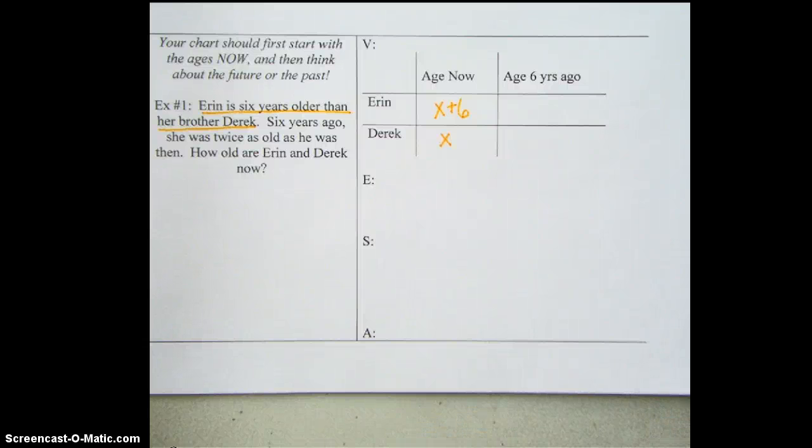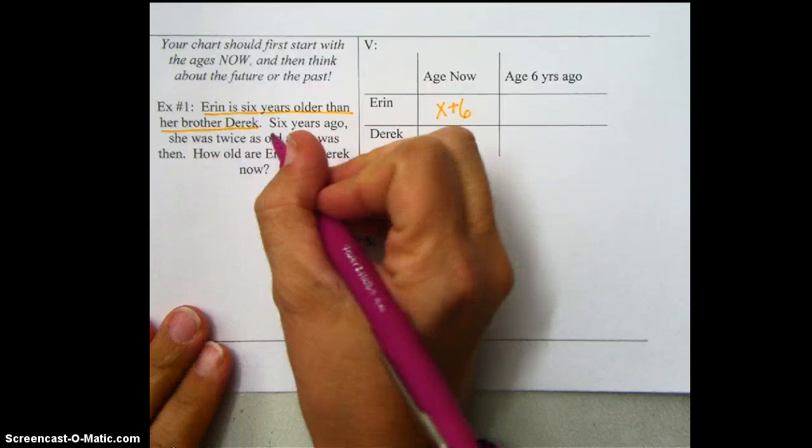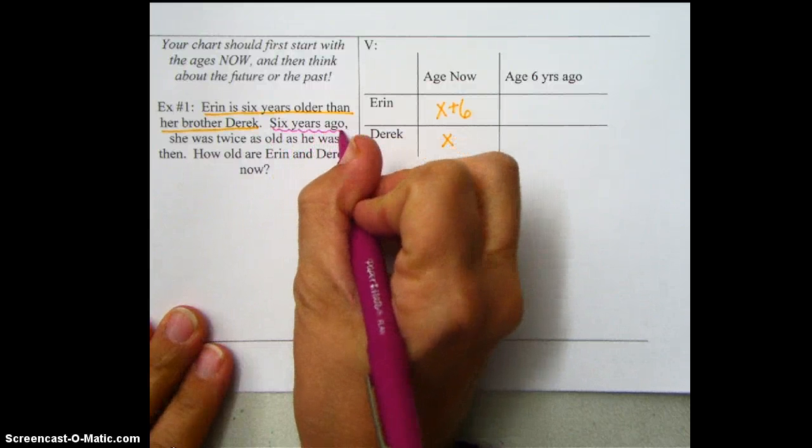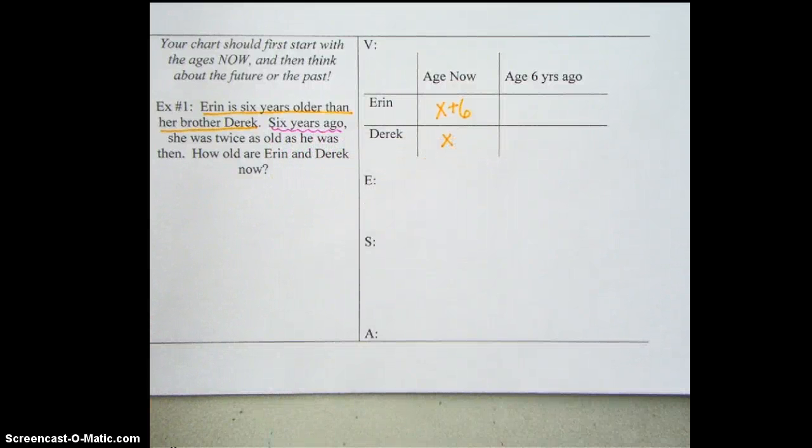The next part is where it gets a little bit complicated. You need to look at just the beginning of the next sentence. We'll put that in a dark pink. So it says 6 years ago. As soon as it says that part, we need to stop and finish filling out the rest of our chart.